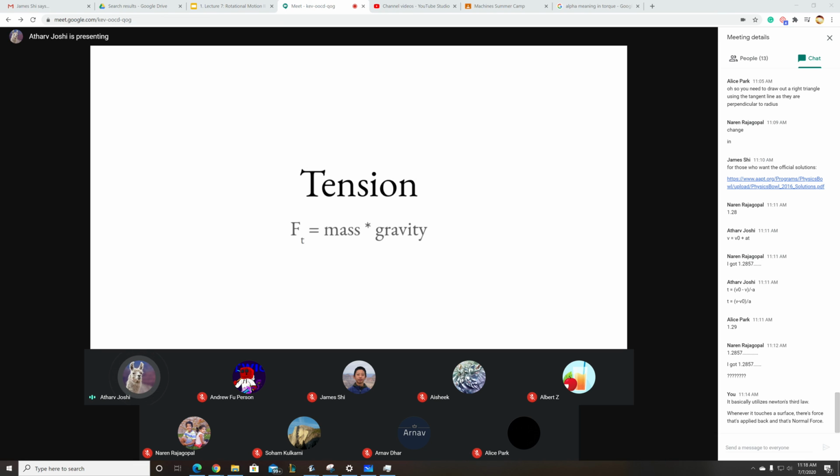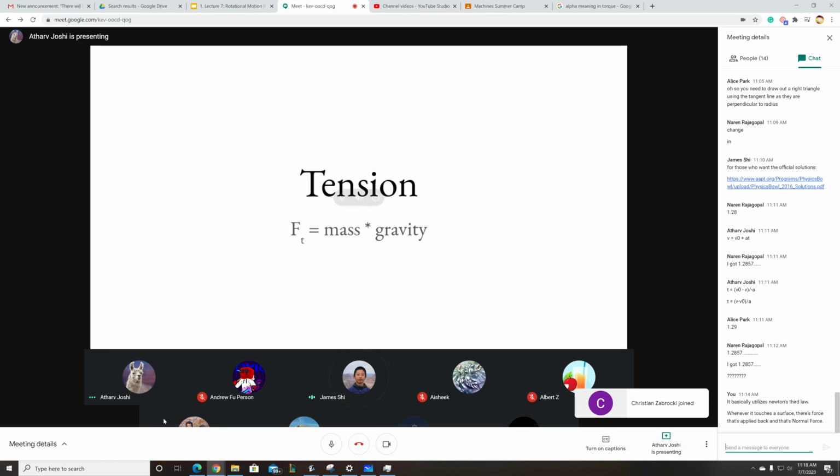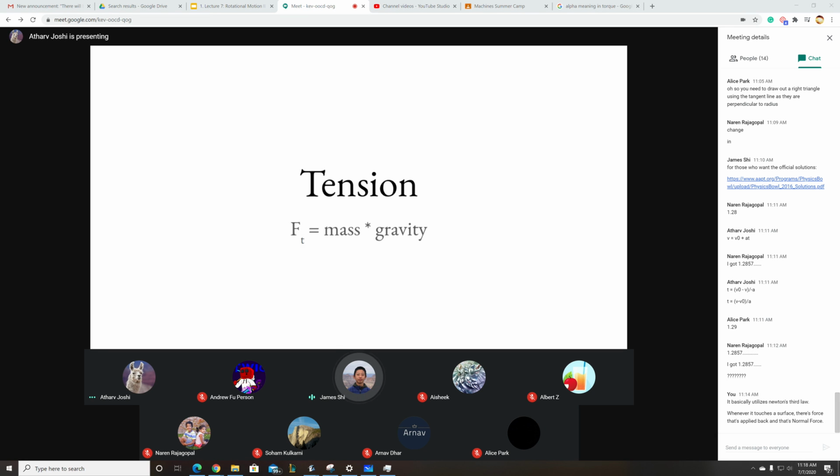And then tension is mass times gravity. It's pretty simple. Actually, I don't think there's a formula for tension. It depends on what you're looking at, because you can just use a free body diagram and draw an arrow for tension, and try to figure out what it is. Like if it's in equilibrium and stationary, then you can figure it out using a free body diagram. But there's no actual formula.